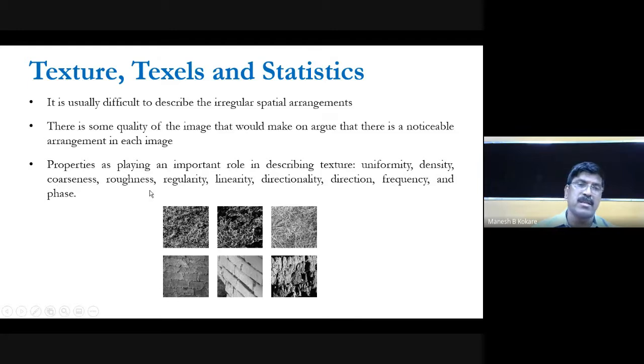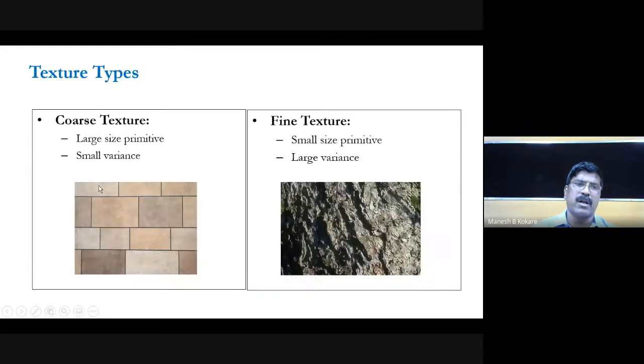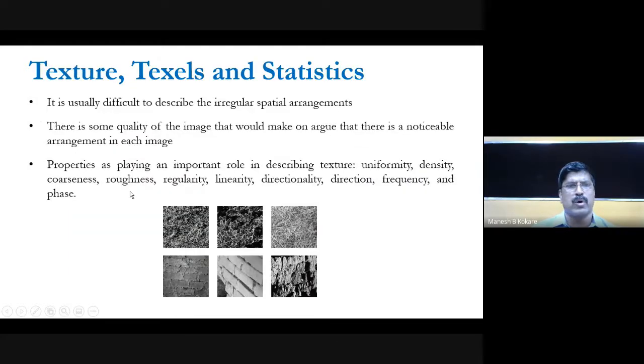and roughness. You can see that coarseness is, for example, if small variance is there, we can say that texture is a coarse texture. If variance is large, we can say that it is a fine texture, and so on. Then roughness is there. Regularity is that if the pattern is repeated over the entire image, then it is called regularity. And also linearity is there.